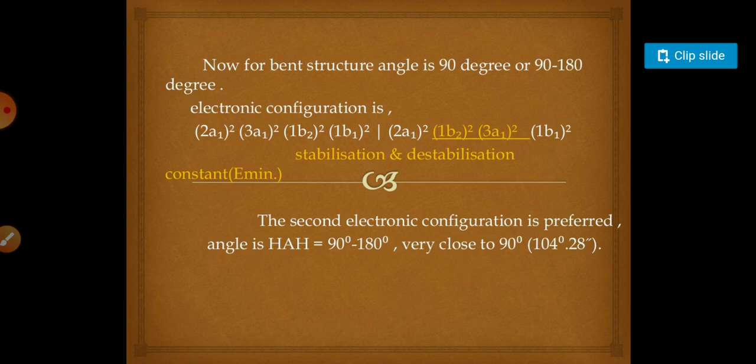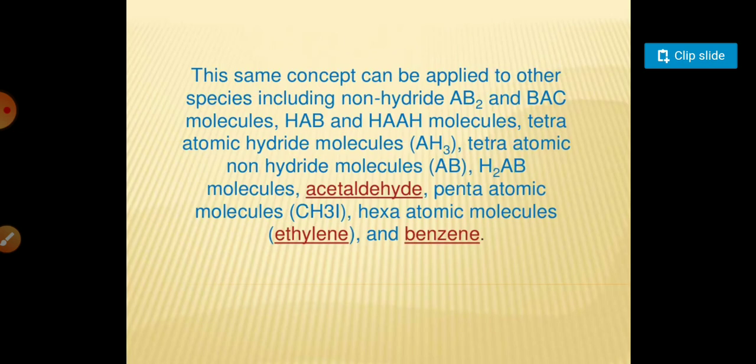So this concept can be applied to other species, including non-hydride AB2 molecules, HAB and HAAH molecules, tetraatomic hydride molecules, tetraatomic non-hydride molecules, and A2AB molecules. These are some examples of how to identify using the Walsh diagram.